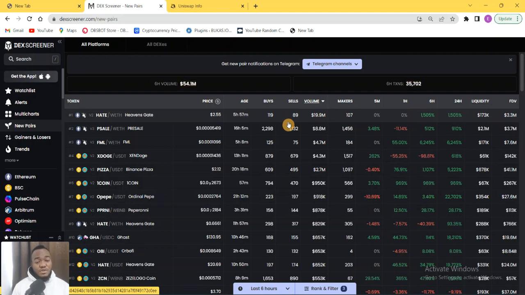There are some you will buy and the liquidity will be locked. They will just lock the liquidity and you will not be able to sell, which I'm also going to teach you how you can find out more on whether a token is good to buy and sell.